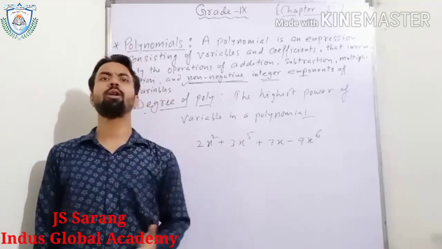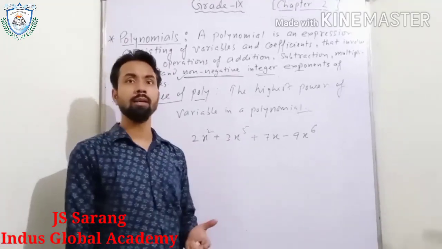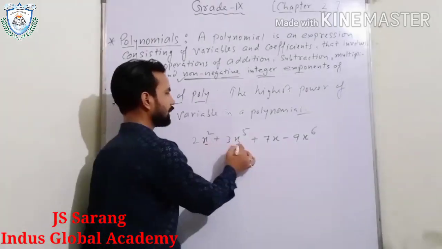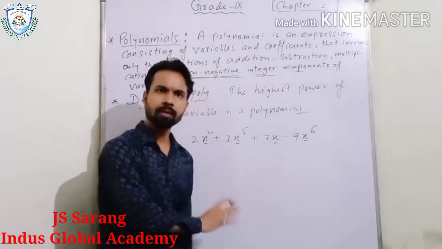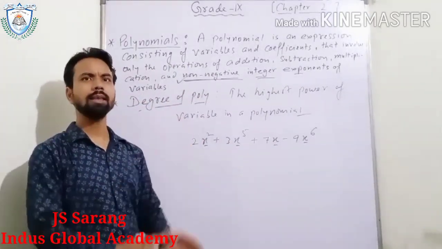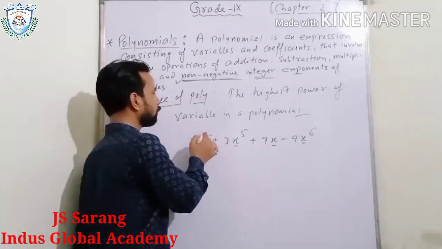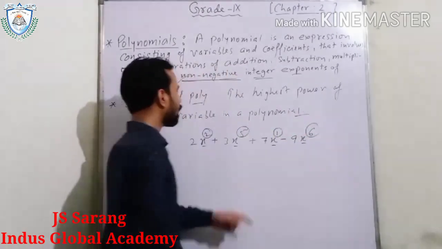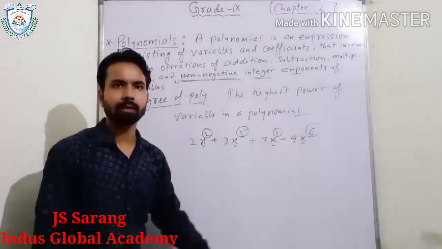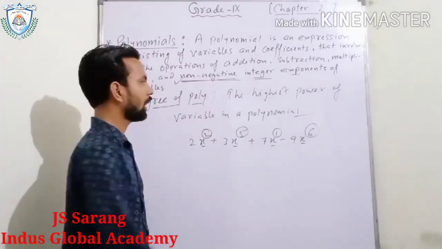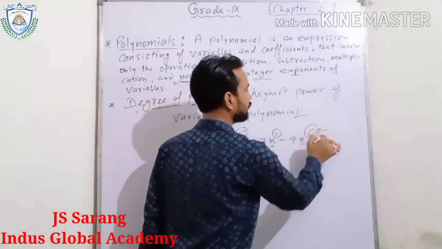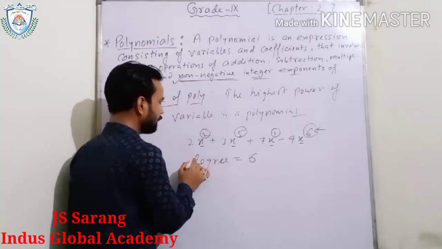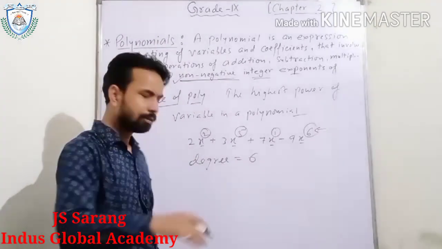So beta, the highest power of variable is known as the degree. So what is variable here? Variable is x. Now the highest power of x. The powers of x are 2, 5, 1 and 6. So out of 1, 2, 5 and 6, what is the highest power? Highest power is 6. So degree of this polynomial will be 6. Clear? One more example.